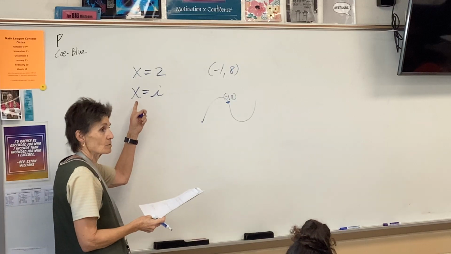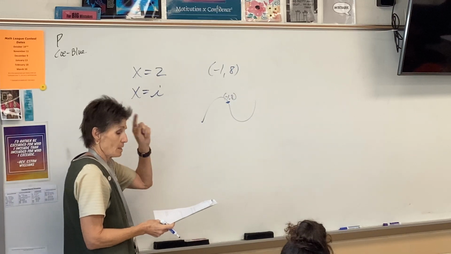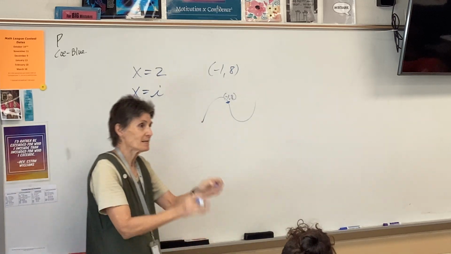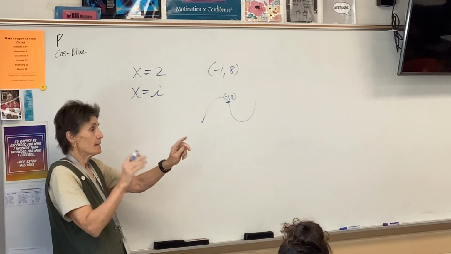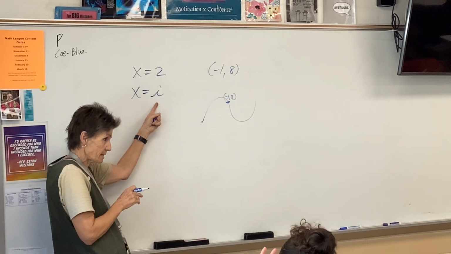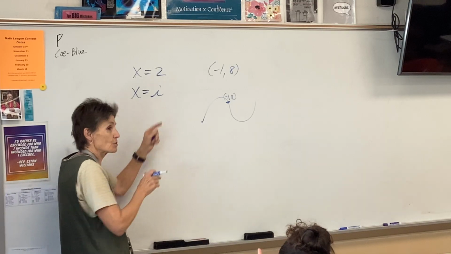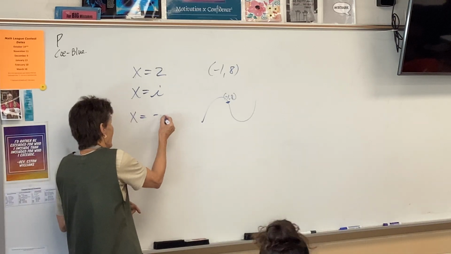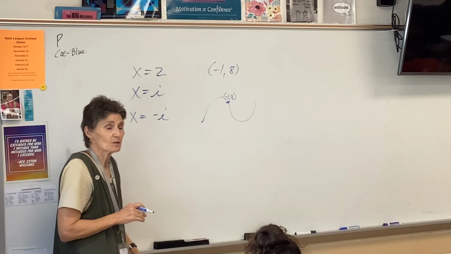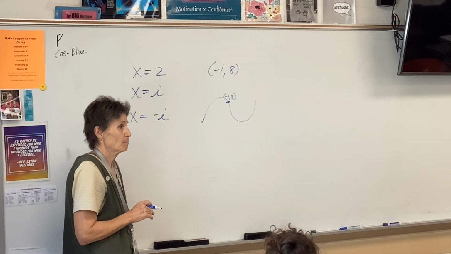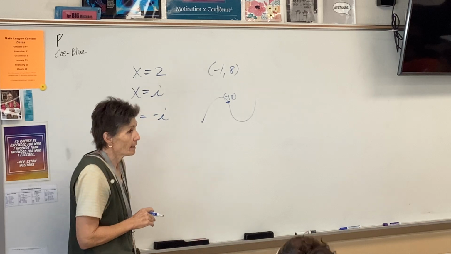These are the zeros. Now, immediately popping into your head should be, wait a minute, if i is a zero, so is negative i. Remember, imaginary roots come in pairs. Period.